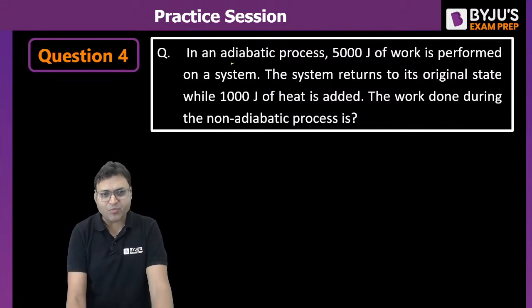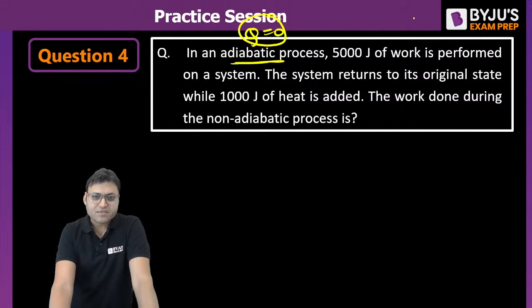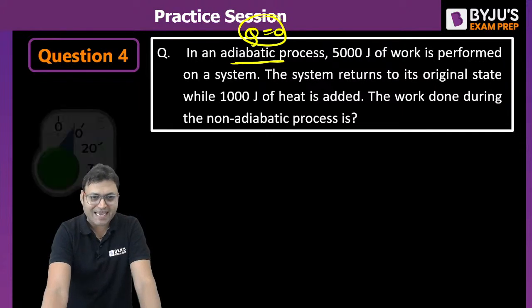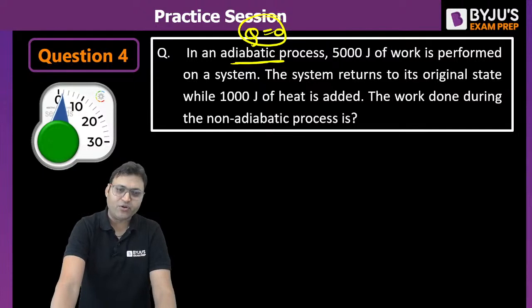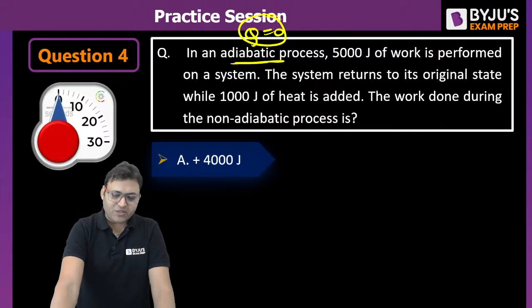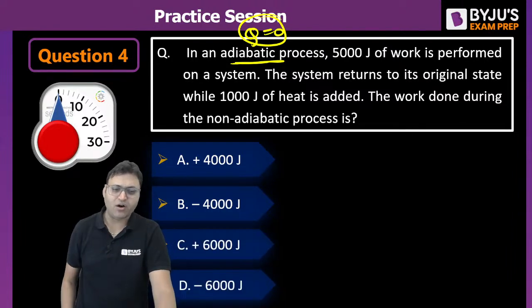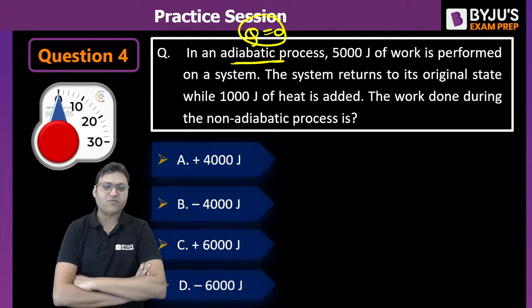In an adiabatic process, what is an adiabatic process? Heat transfer is equal to 0. 5000 joule of work is performed on a system. The system returns to its original state while 1000 joule of heat is added. The work done during the non-adiabatic process, it is again about the thermodynamic cycle undergoing two processes. One is adiabatic, another one is non-adiabatic. Your options are plus 4000 joule, minus 4000, plus 6000, or minus 6000 joule. Yes, tell me the right answer for question number 4.